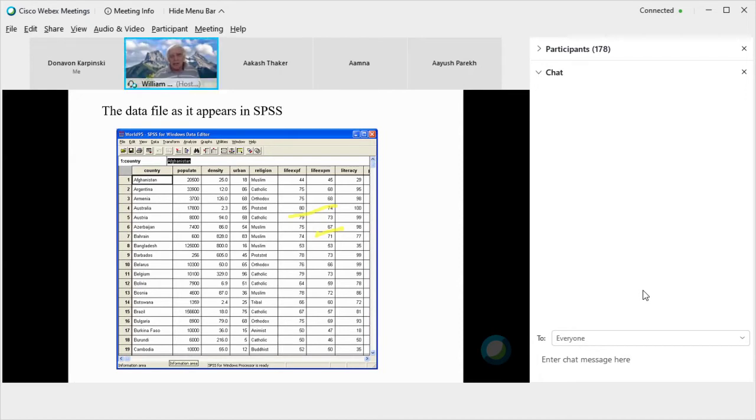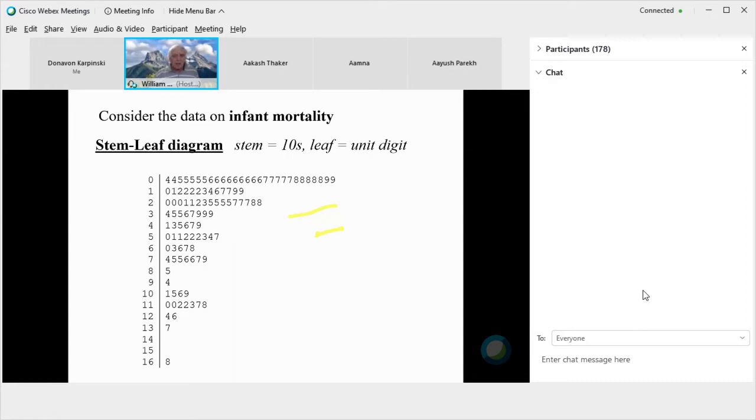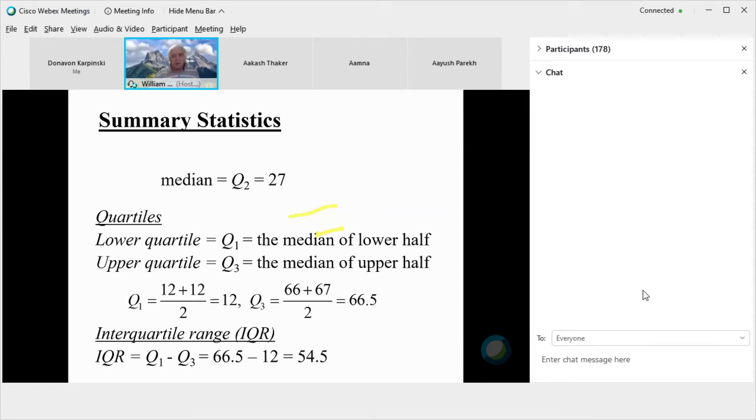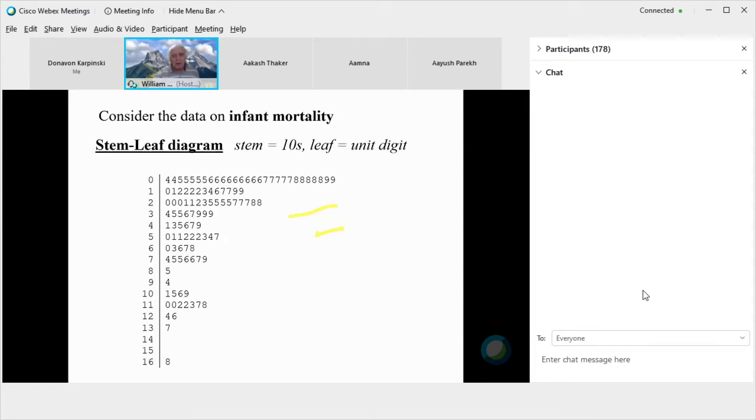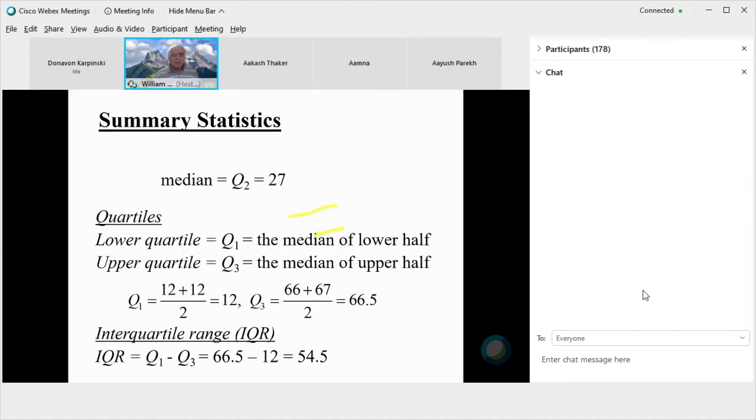Here's the data in an SBS data file. There is a stem and leaf diagram of the data. From that, we can compute Q2, that's the middle one. There's 108 observations there, so it'd be the average of the 54th and 55th observation. Q1 will be the median of the lower half, Q3 will be the median of the upper half.